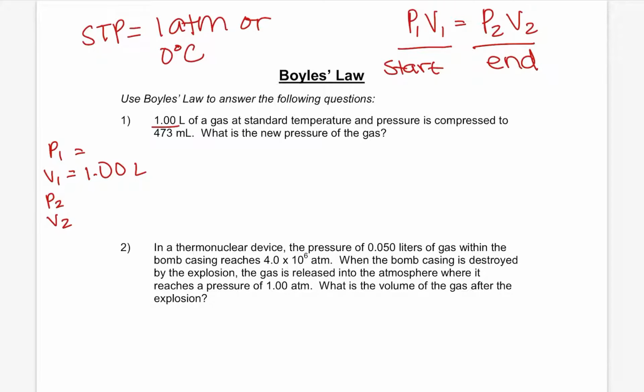So this is Boyle's law. There is no temperature in the formula. That means we're going to plug in the standard pressure, which is 1 ATM. And then it says it's compressed to 473 milliliters, so your second volume is 473 mL. And it wants to know what's the new pressure. This is in milliliters, this is in liters. We've got to convert it.